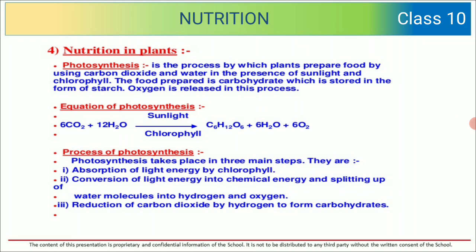So in our previous class we had studied about the introduction and the definition of nutrition along with the different modes of nutrition. Now today we are going to begin with nutrition in plants.